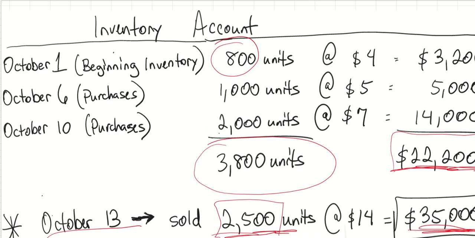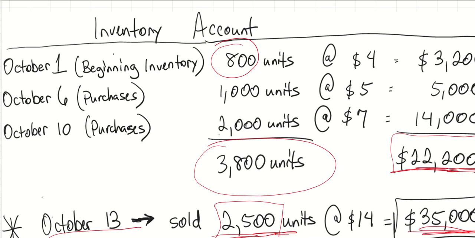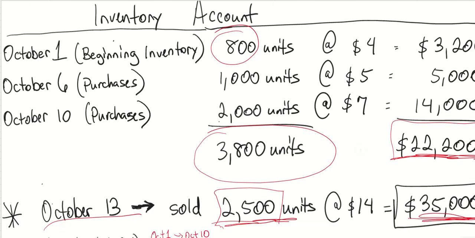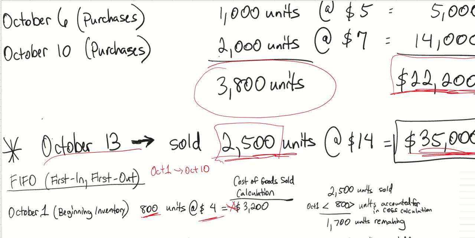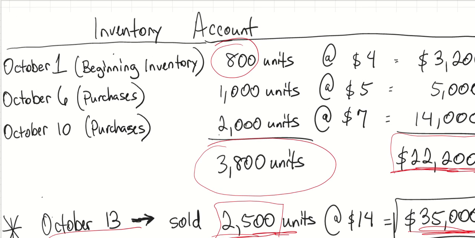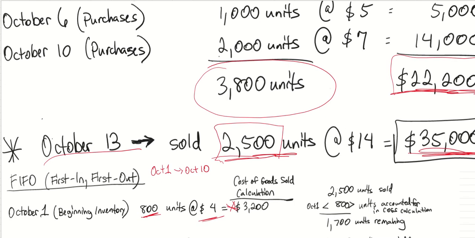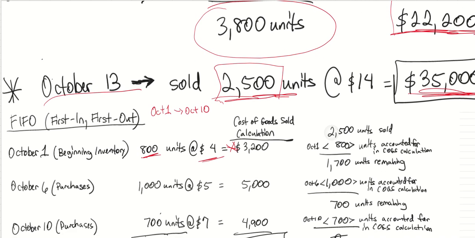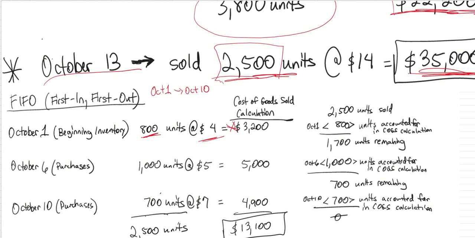Okay, that's no different than up here. All we did was take all 800 units because the company sold 2,500 units. So out of the 2,500, we're going to take 800 units from the beginning of the period. Okay, so we did that. $3,200 is going to be recognized as an expense or included in the cost of goods sold calculation.